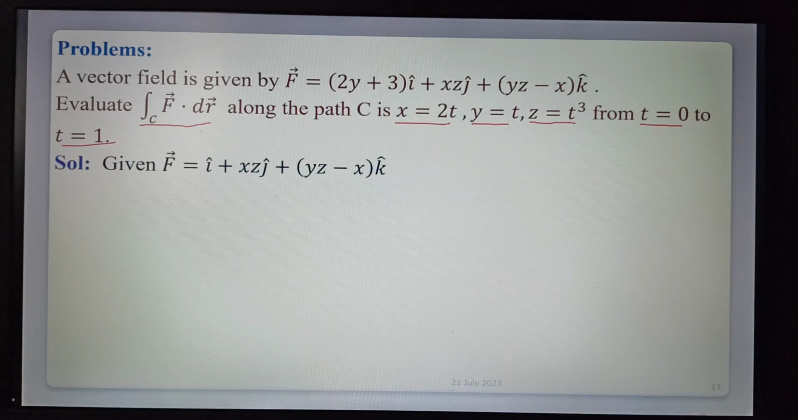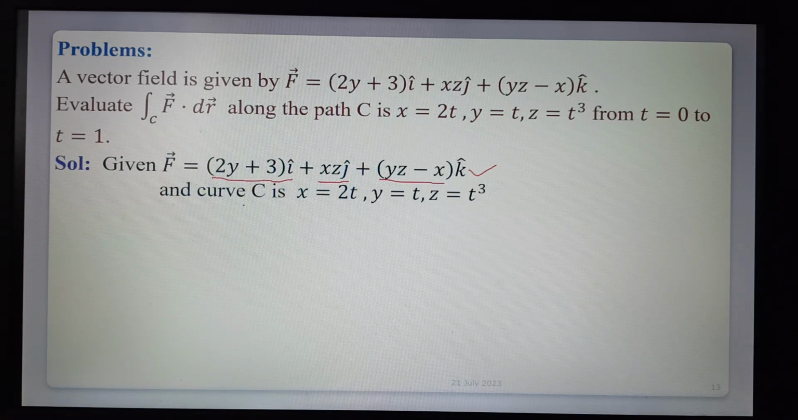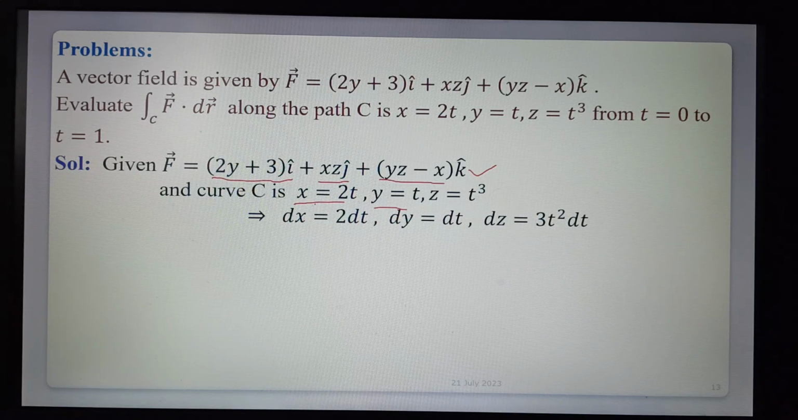See here, this is the given vector field: f bar is equal to (2y plus 3) i plus xz j plus (yz minus x) k. Now the given curve c is x is equal to t, y is equal to t, z is equal to t cube. So now we have to find the differentiation of the given curve: dx is equal to 2 dt, dy is equal to dt, dz is equal to the derivative of t cube, 3 t square into dt.